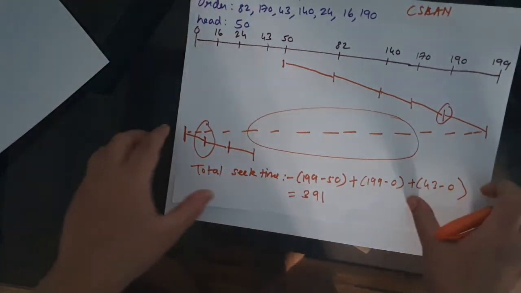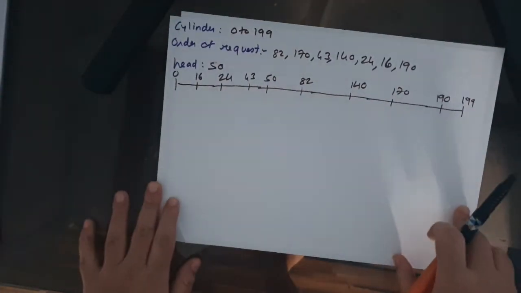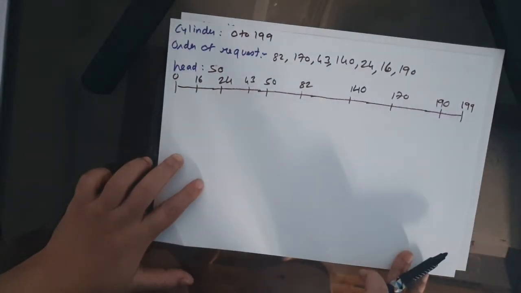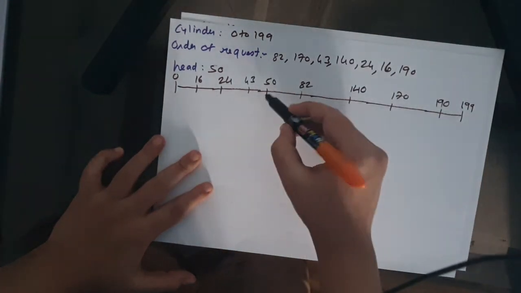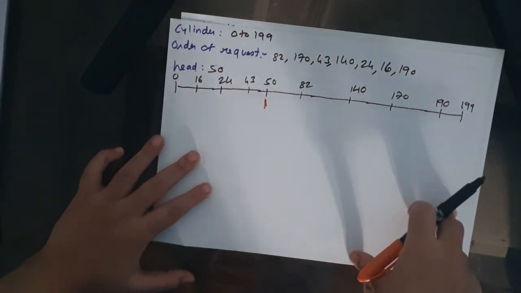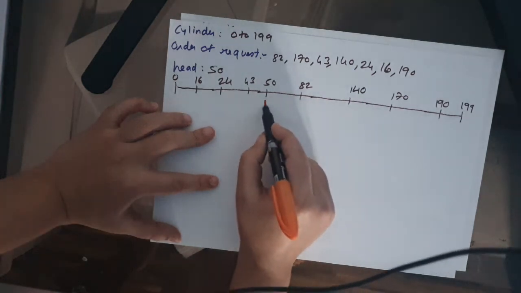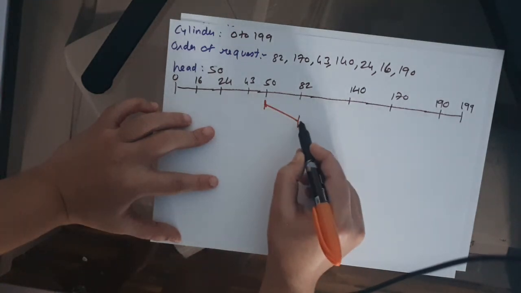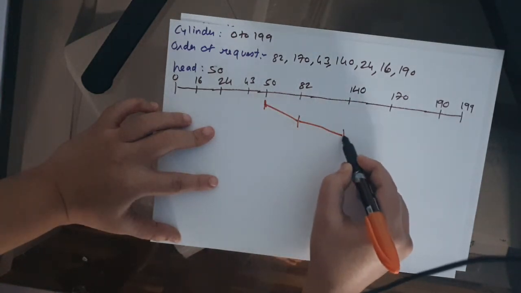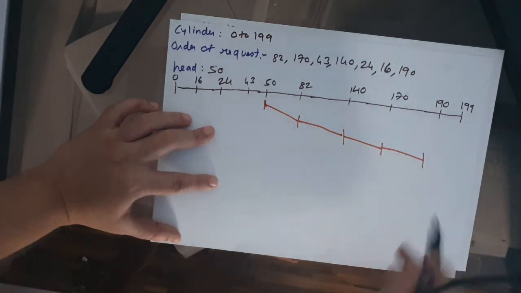So let's understand how we do this with an example. Here we have the same example, 0 to 199, and we begin from 50. So I'll mark 50. We go in one direction, that is the right side. So we will start serving all the requests on the right side in one direction. So from 50 to 82, 82 to 140, from 140 to 170, and from 170 to 190.